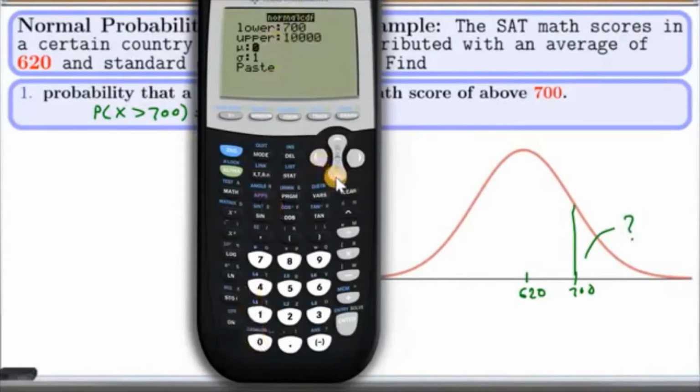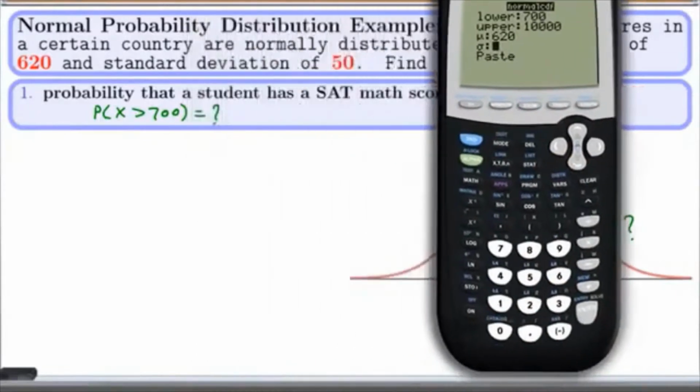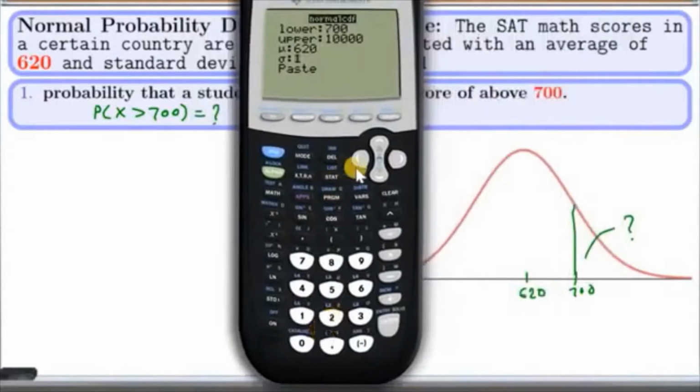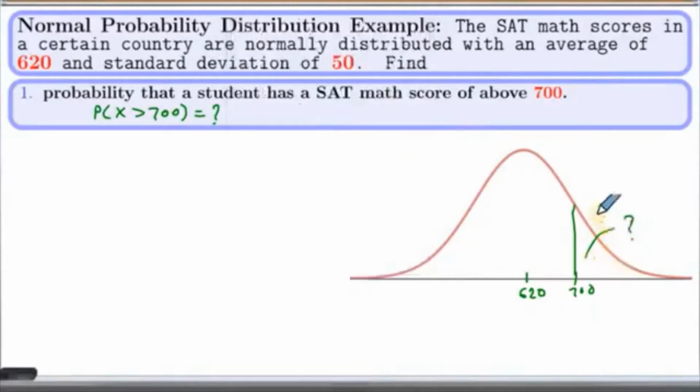And our mean is 620, and our standard deviation is 50. So let's put that here. Now hit enter and enter. So we got this to be 0.0548. Let me just write that down. This area here is 0.0548.